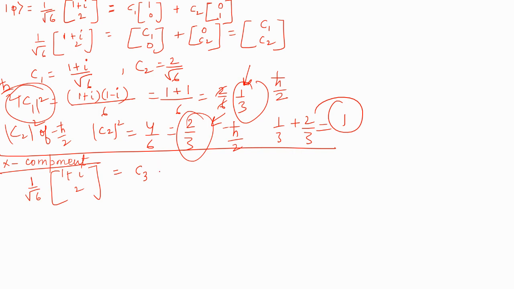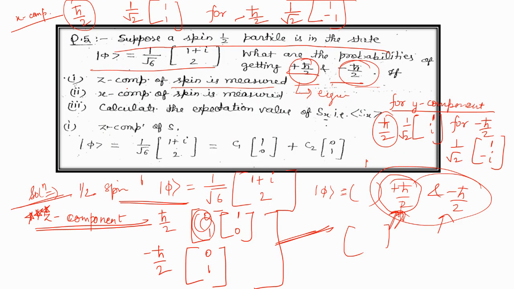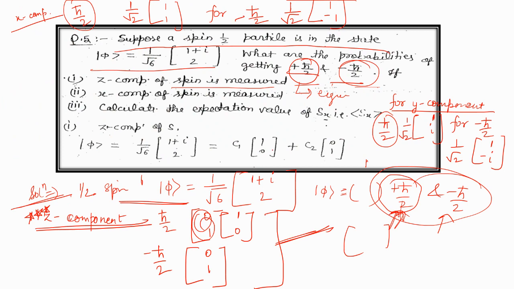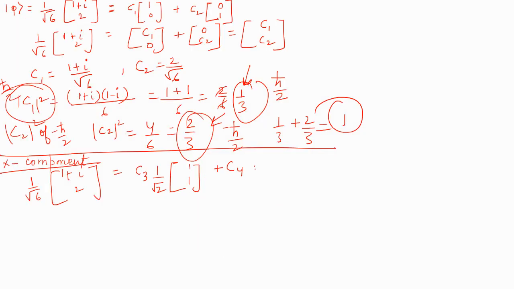So what will be C3, C4? These will be for h cross by 2. The vector will be 1 upon root 2, (1, 1). And for C4, it will be 1 upon root 2, (1, minus 1). Now again, compare them.